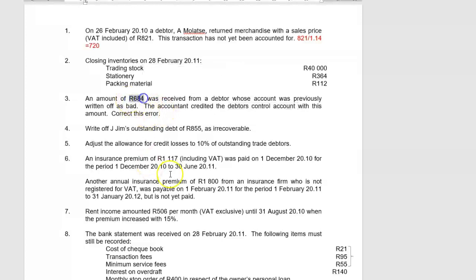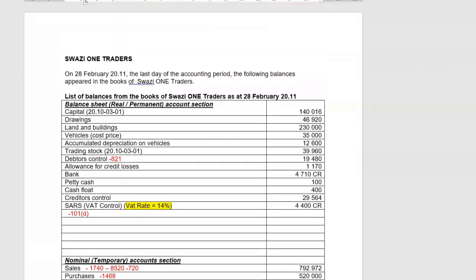So the bank side of the story is right. The first thing that we have to rectify is the debtor's control account. So he debited bank and he credited debtor's control account. So we're going to debit debtor's control account. Its balance is going to increase with the full amount of 684 Rand.